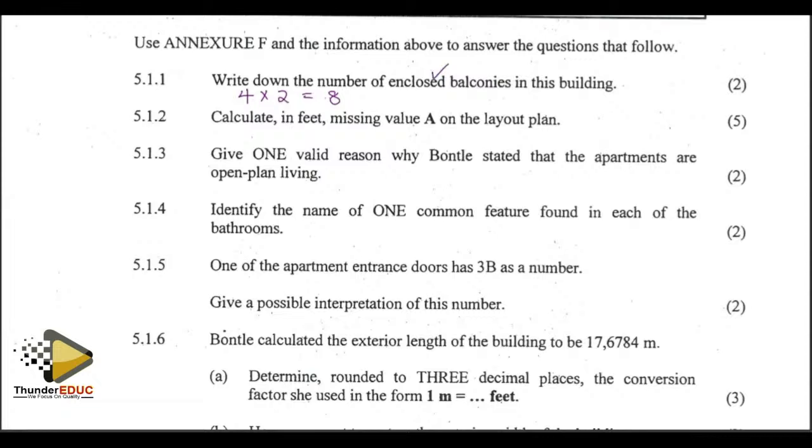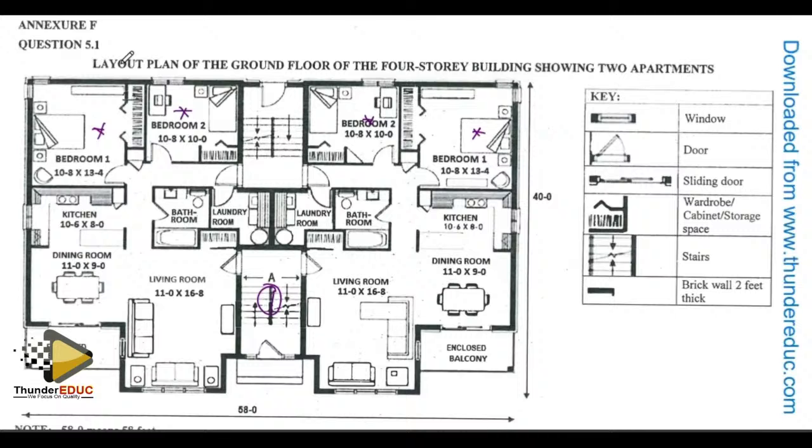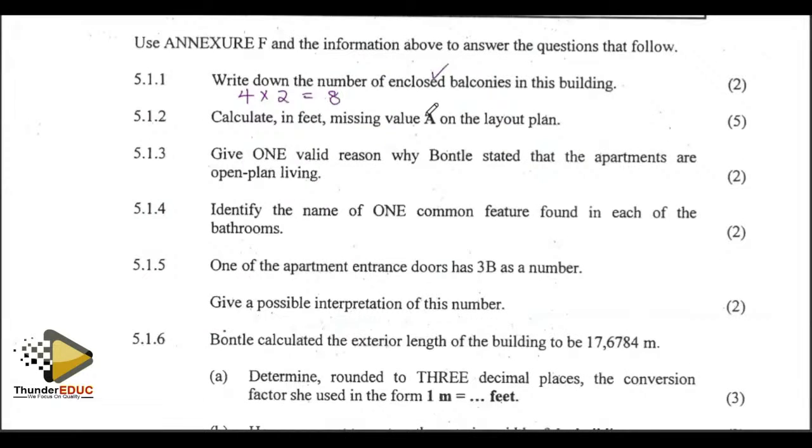Because okay, enclosed balcony. They said this one here is a plan, the layout plan of the ground floor, like the first floor of the 4-story building, the ground floor. So if the first one has an enclosed balcony, definitely all of them have enclosed balconies. Right, so we are saying 4 of them times 2, you get 8. And because all in all they are flats, each has 1. So there are 8 balconies.